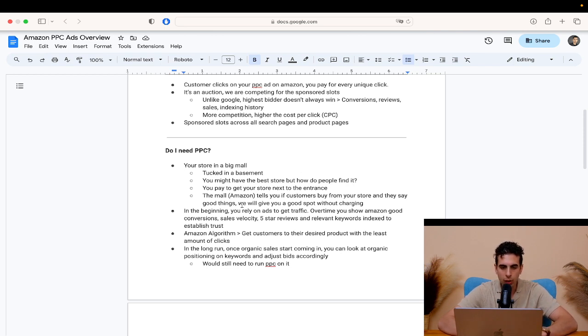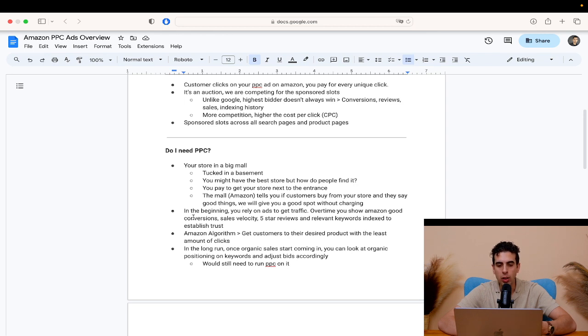So in the beginning, you're going to rely a lot on ads because every time you pay, they're going to put you close to the entrance, and then people will come. And over time, what you want to do is just show Amazon that, hey, listen, we've got all these people coming in, and they really like our product.